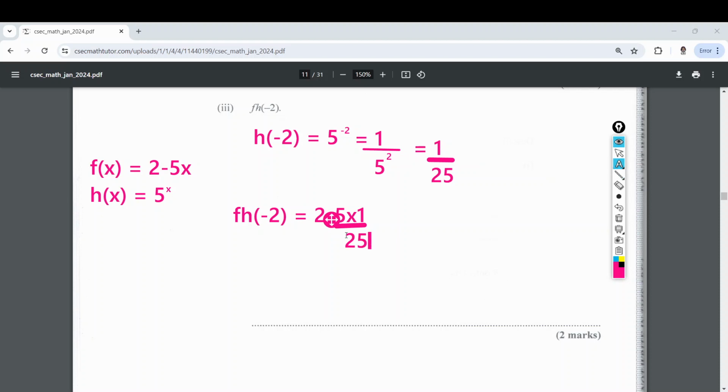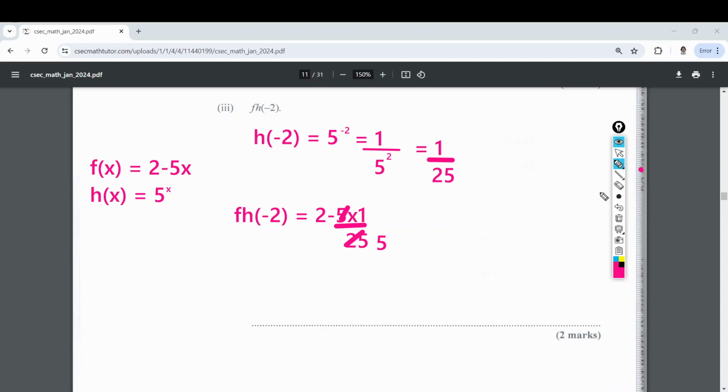Alright. Okay, guys, and then this is easy now. The 5 can break into the 25 to leave 5 down the bottom. So you're actually going to end up getting, let me just show you.